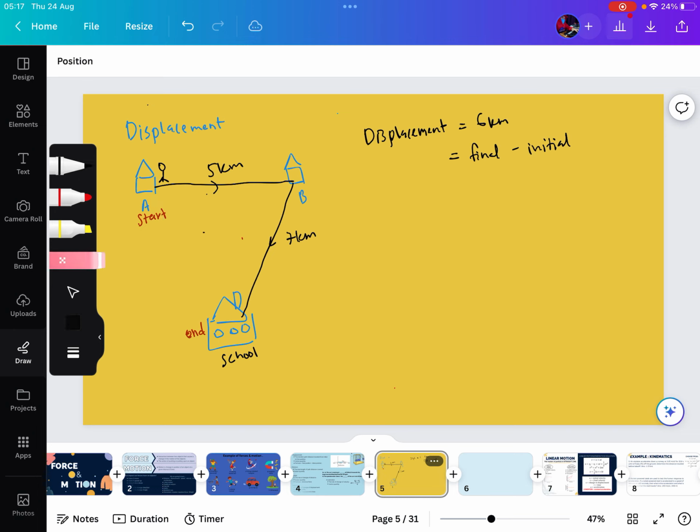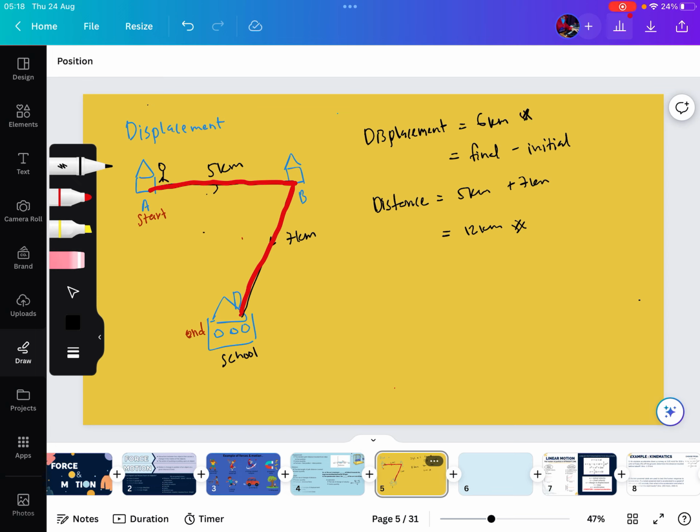But distance is just the total distance you travel. So you travel from your home to your girlfriend's house, and then to the school. So total is 5 plus 7. From A to B is 5 km. From B to school, your girlfriend's house to school, is 7 km. So this is actually 12 km. So this is distance. So they are different.